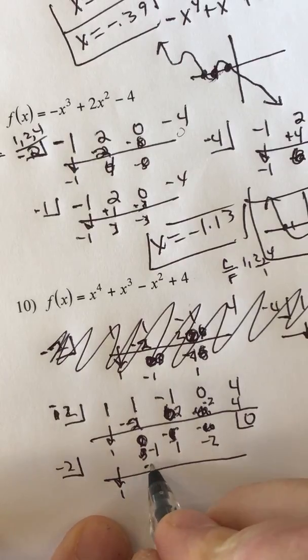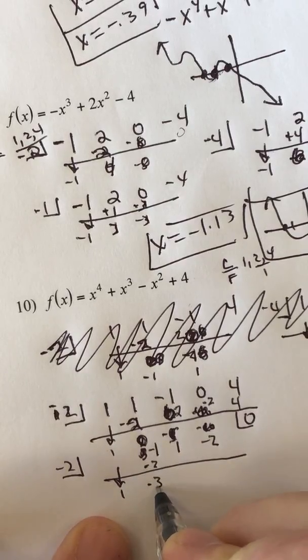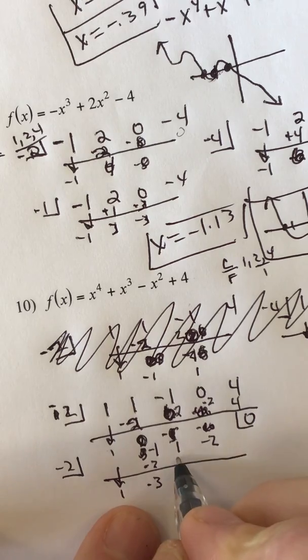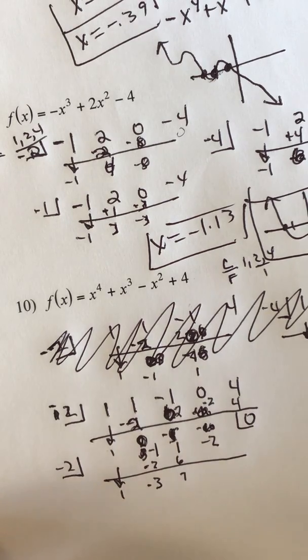-2 times 1 is -2. That adds up to -3. -2 times -3 is 6. That goes to 7. That's not going to make it.